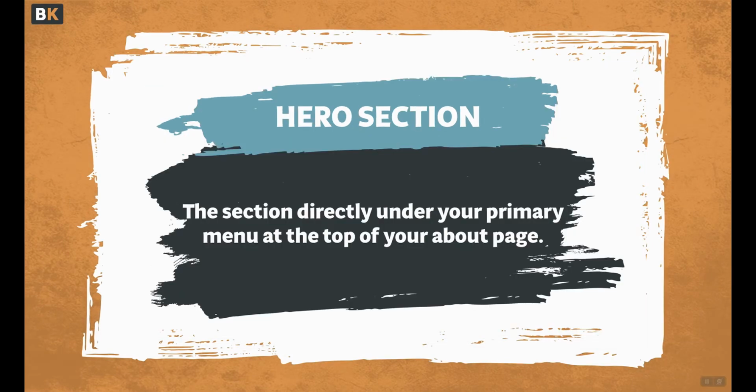All right, let's dive into the anatomy a little bit more closely. So your hero section, again, just like in your home page, the About page hero section is a section directly under your primary menu at the top of your About page. And again, you're going to introduce yourself. Again, you don't want it to look the same exact design and phrasing as your homepage hero section, because if someone does click from your homepage to your About page, you want them to be able to recognize that yes, they are on a new page.